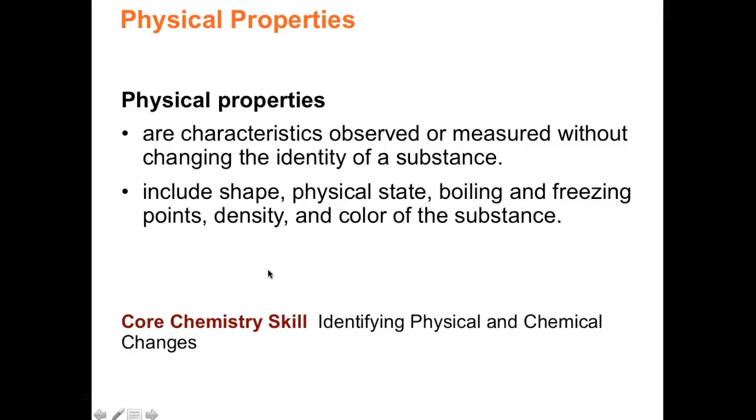So physical properties are what you can observe by looking at something, like the color, the shape, the size, the state it's in, its boiling point, freezing point, its density. All of those are physical properties, because you're not chemically manipulating it, you're simply observing it in the state in which you look at it.